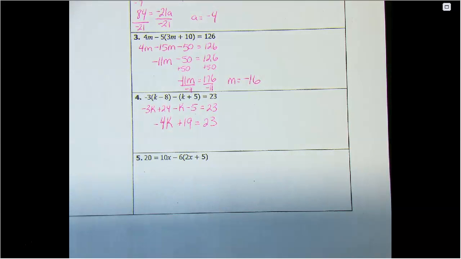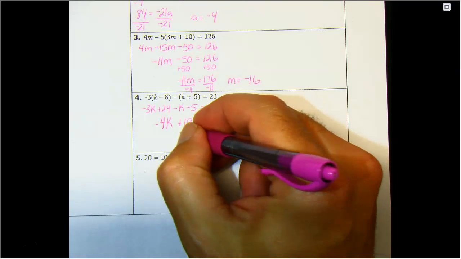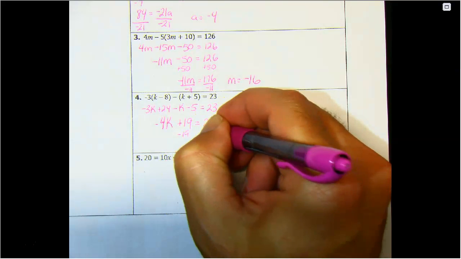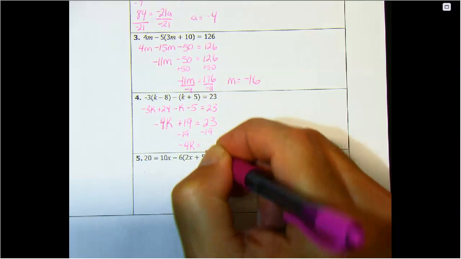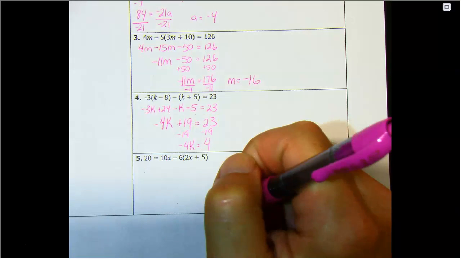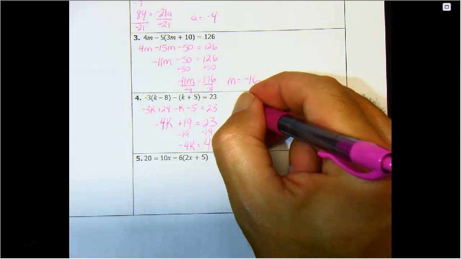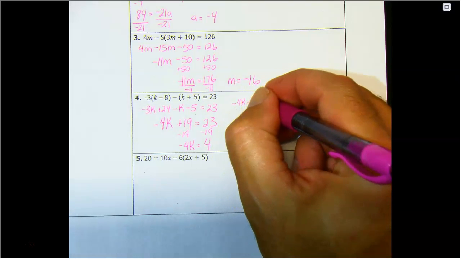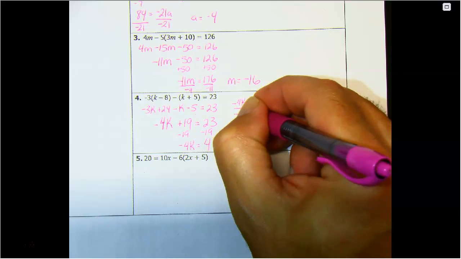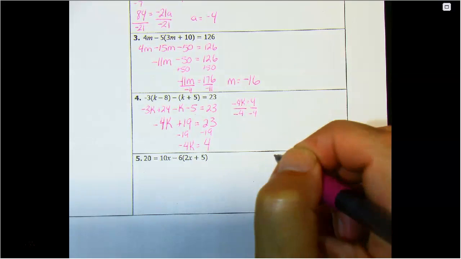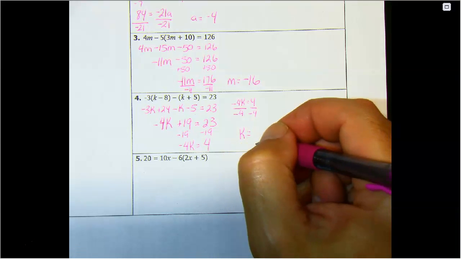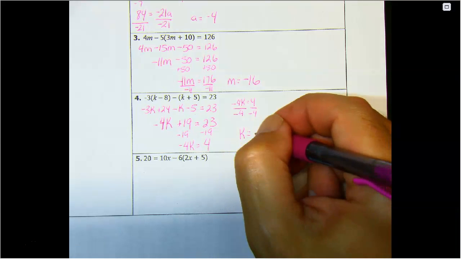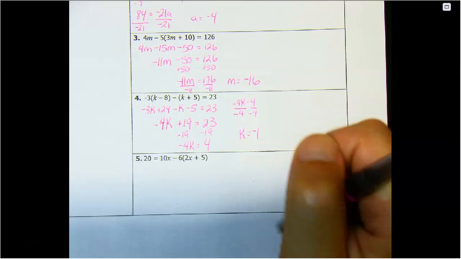So again, it's that same exact process all the way through. Now we can isolate the variable, subtract the 19 over. We're going to get a negative 4k is equal to a 4. I ran out of room, so we're going to move up here. Negative 4k is equal to 4. We're going to get k by itself, and we're going to do that by dividing out the negative 4. So that means that k is equal to negative 1.